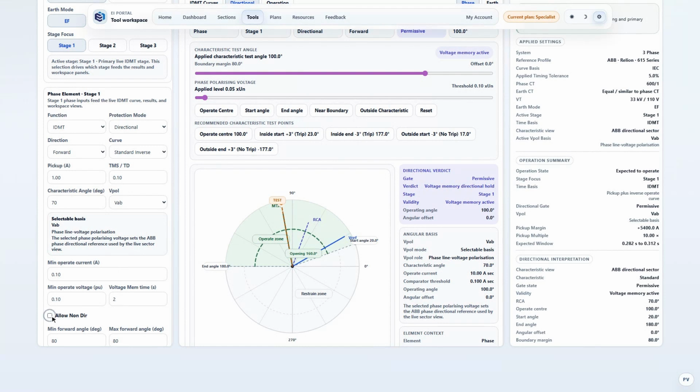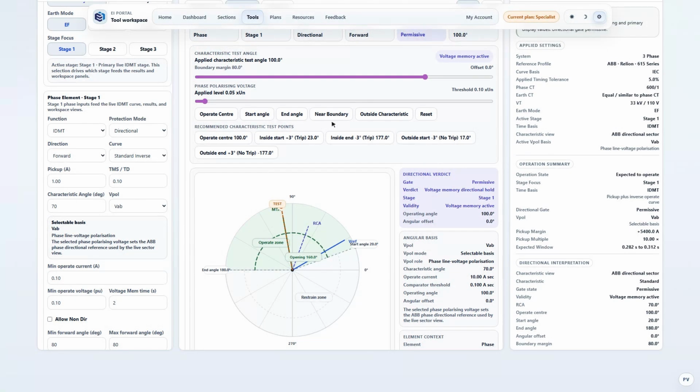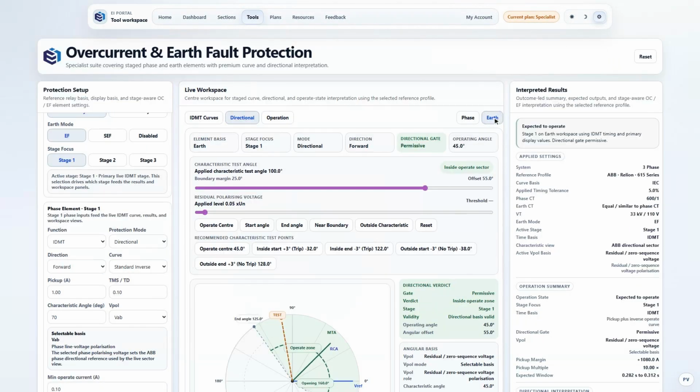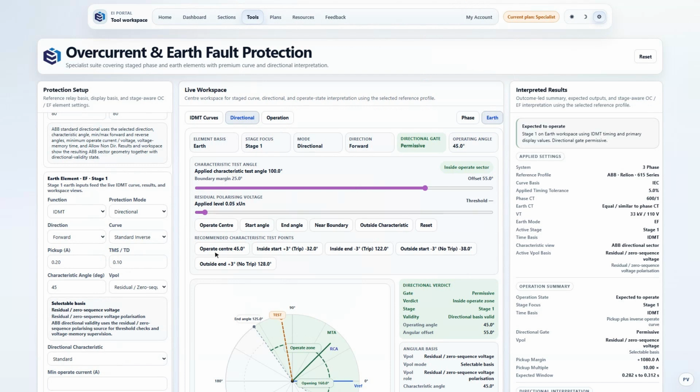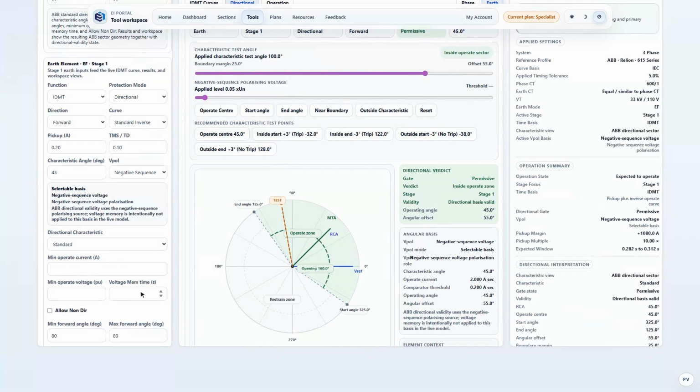One catch the tool makes visible: polarize on negative sequence voltage, and voltage memory is suppressed. That same low voltage case goes straight to blocked. Knowing which of these your scheme does is the difference between a correct trip and a missed one.